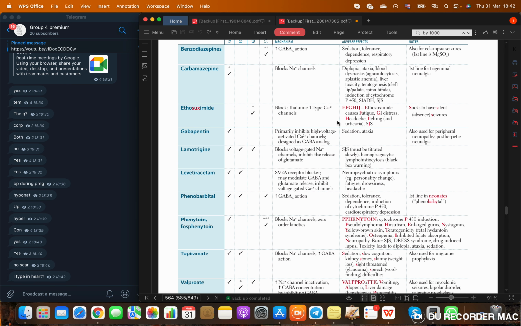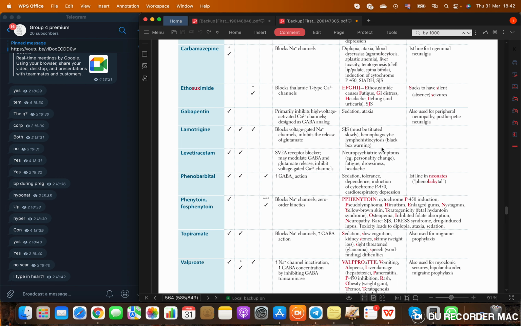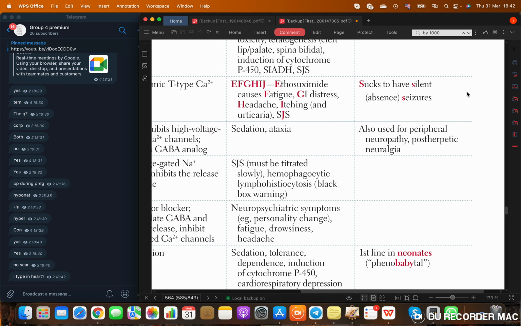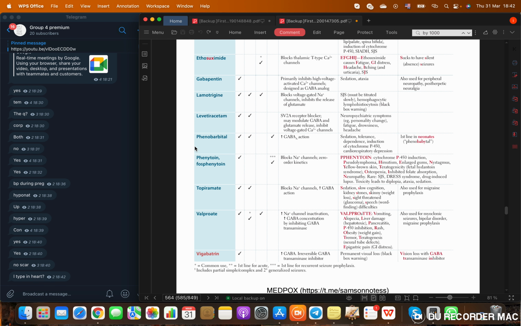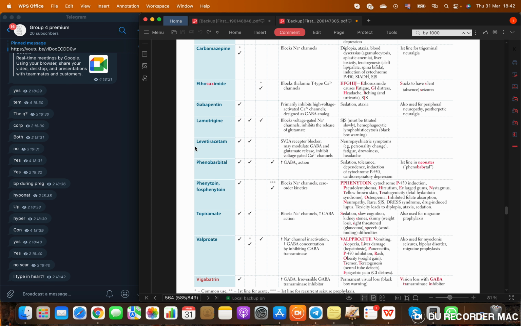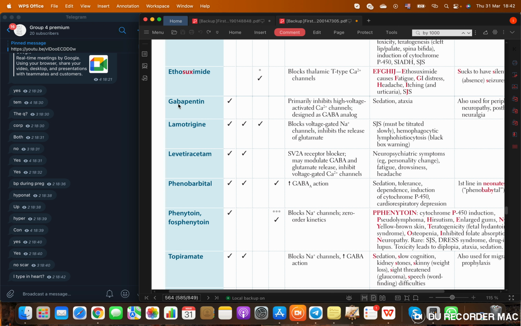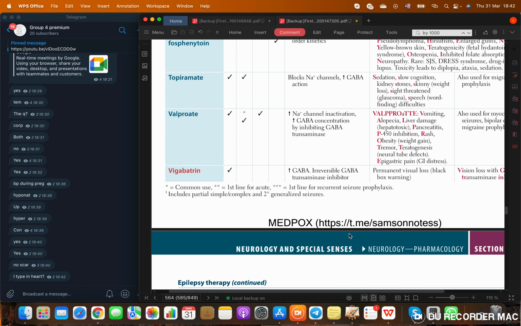So the next one, oh, I like this one. It sucks to have a silent seizure. So ethosuximide. Next we have gabapentin. It can be used for the focal seizures as well. It's a low yield medication. However, it has GABA in the name, gabapentin. It primarily inhibits the high voltage activated calcium channels in the brain, designed as a GABA analog.